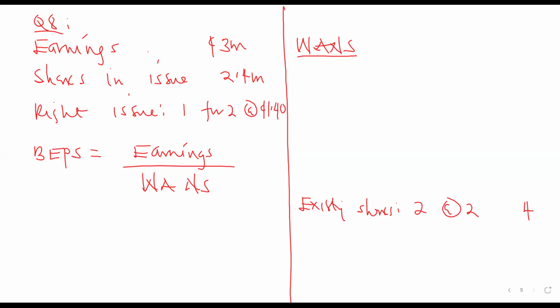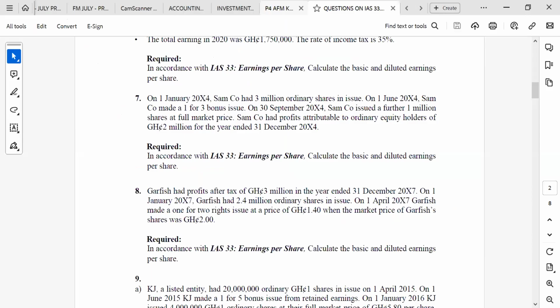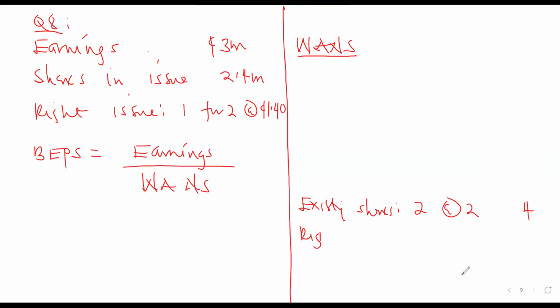Before the rights issue, the shares are trading at what? 2 cedis. Okay. So we always use the price before the rights issue, that is the price of the shares before the rights issue. The current shares are trading at 2 cedis. So that will always be the price before the rights issue. All right.